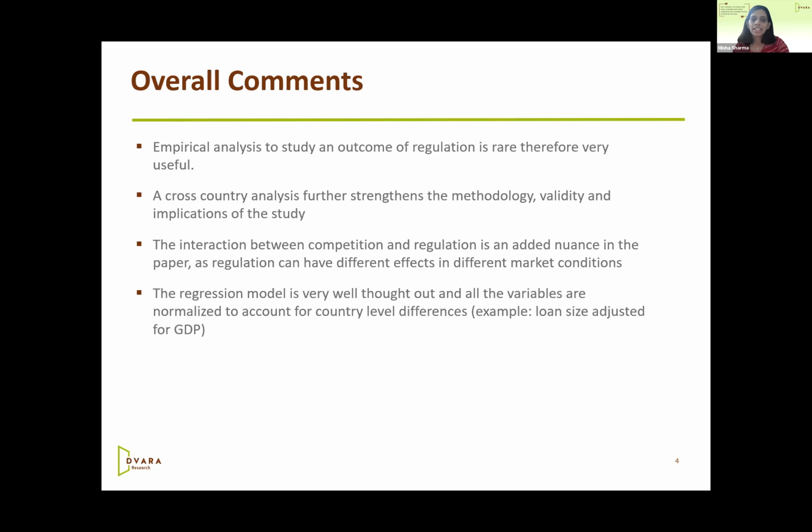The second point being that the interaction between competition and regulation that you test is an added nuance. Obviously we understand that it's not binary, this or that. Regulation and competition go hand in hand, and the dual effect of the two on interest rates is something that you discuss and flesh out in the paper, and that was really nicely done.